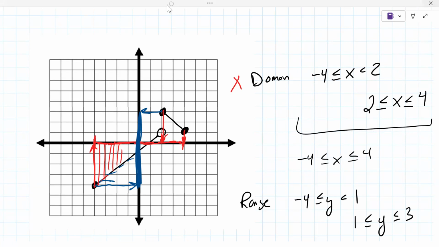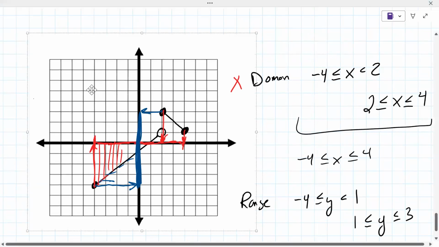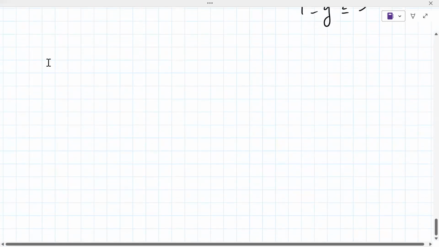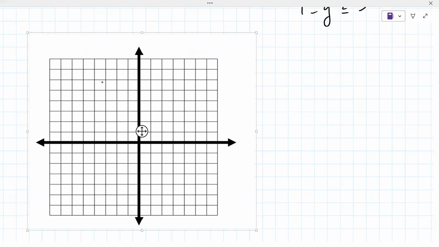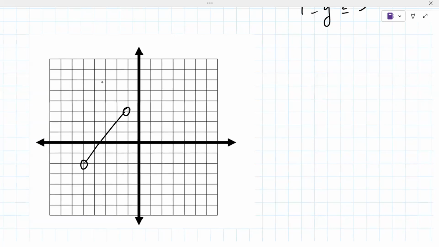I don't expect you to fully understand this, but that's kind of the idea. All right. Okay, so here's another possibility. So here, here, and then this point to this point down there.